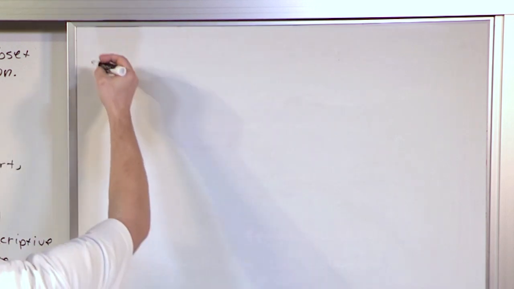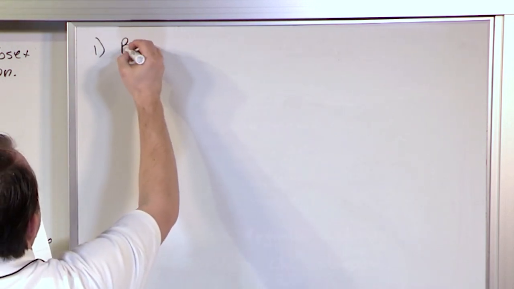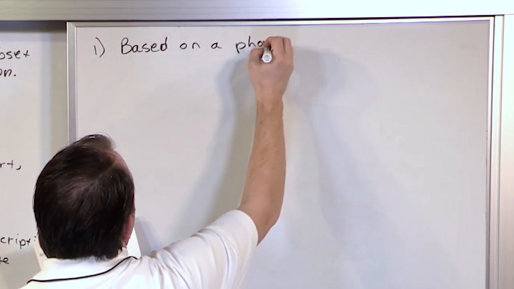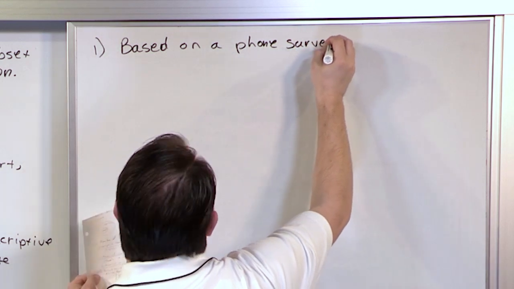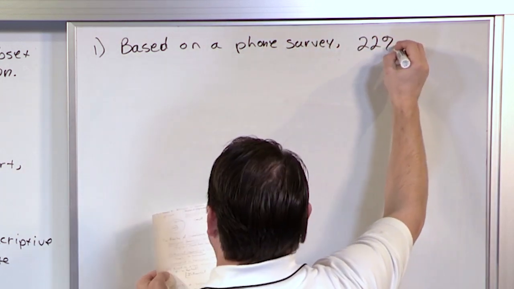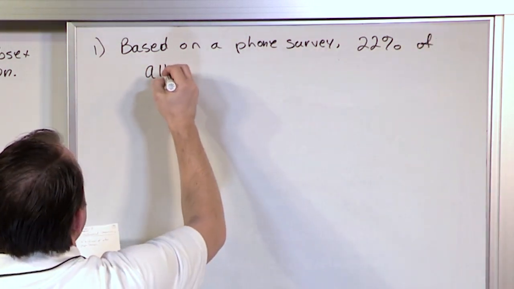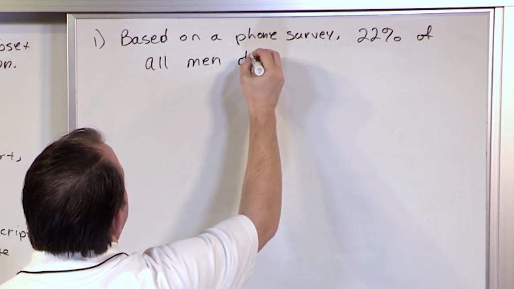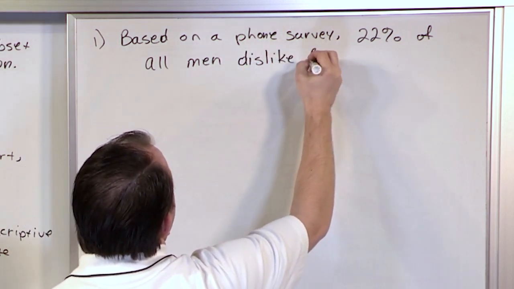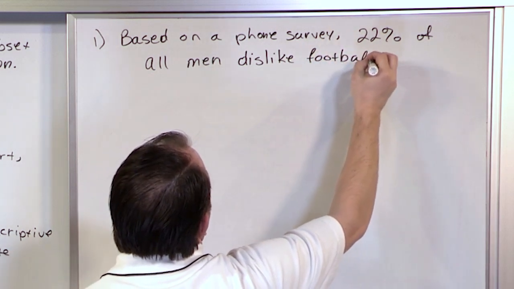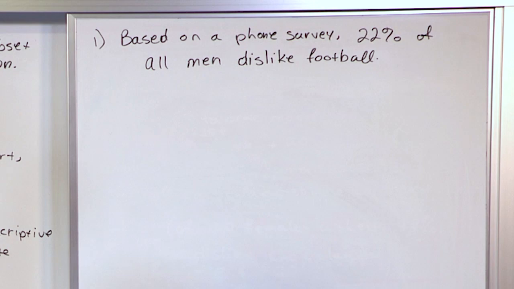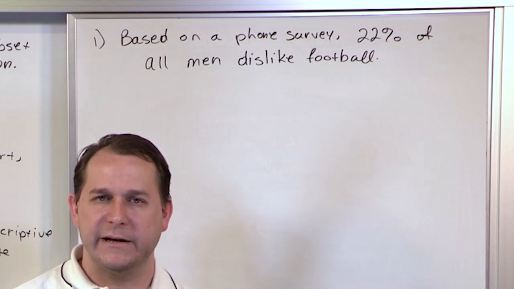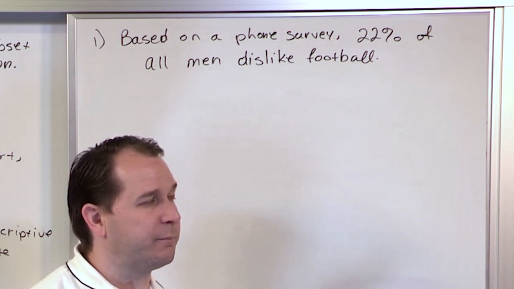The first problem is going to be based on a phone survey: 22% of all men dislike football. Now read this again very carefully and see what it says. What I'm going to ask you is, is this descriptive statistics or is this inferential statistics? That's the purpose of this problem.